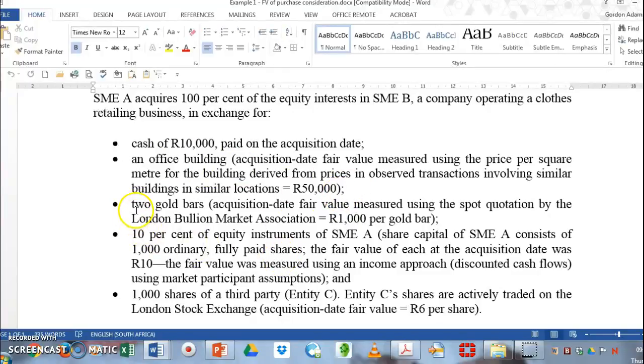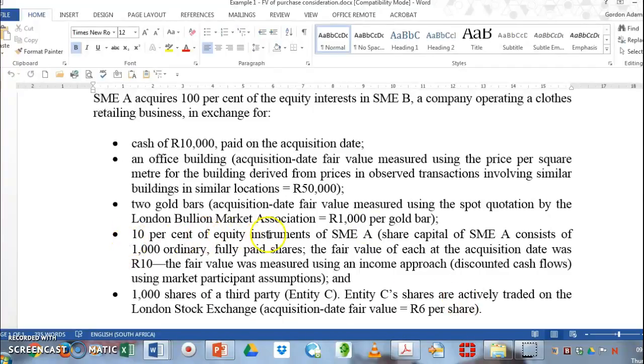The third item, 2 gold bars, acquisition date fair value measured using the spot quotation by the London Bullion Market Association equals 1,000 Rand per gold bar. So 2 gold bars at a fair value each of 1,000 Rand. Total purchase amount of 2,000 Rand.